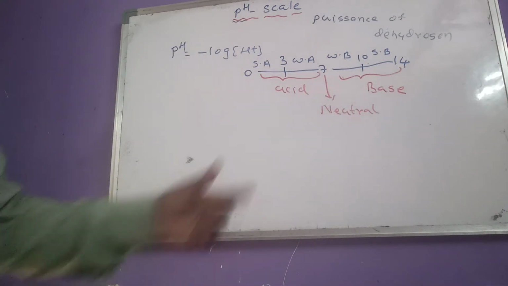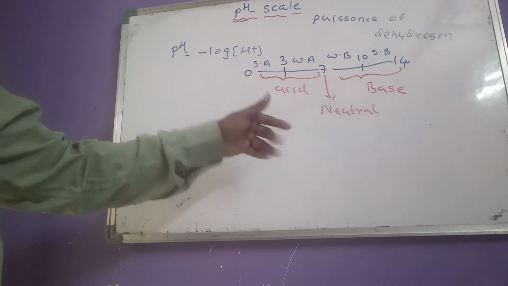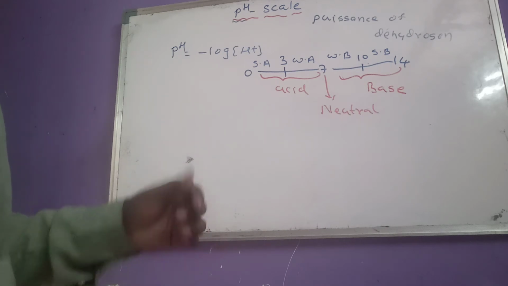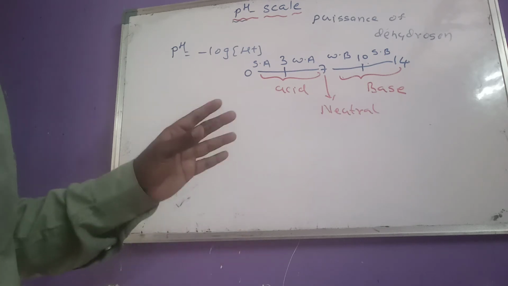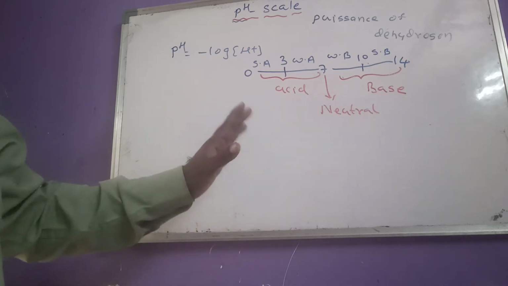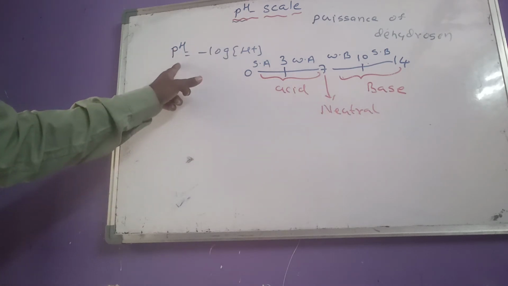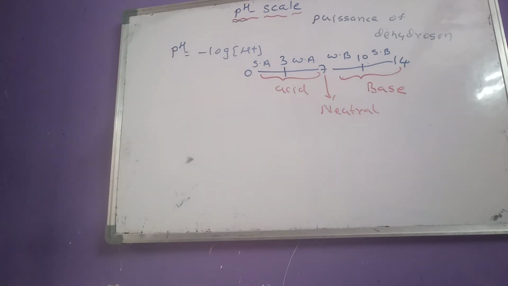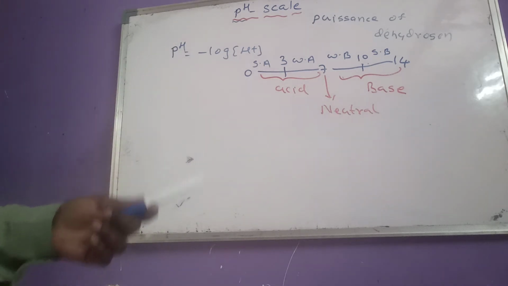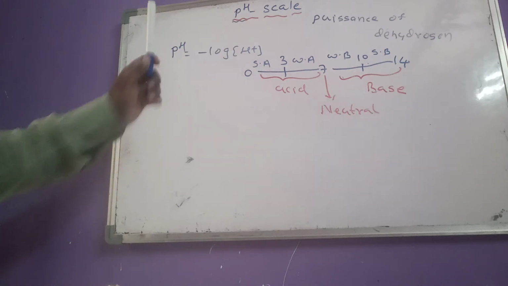So now, based on this pH scale, we have to go for some other questions like, if an acid is diluted, what happens to the pH? If a base is diluted, what happens to the pH? Let us see that type of questions. First, let us try to calculate the pH of a given substance. Not only pH, we have to learn pOH, pKa also. They also have the same type of expression.